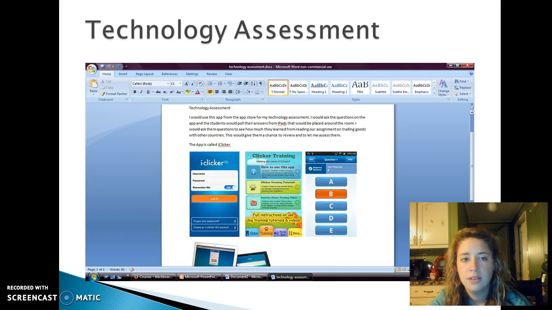The next assessment was our technology assessment, and we had to research this, and I thought this app was really cool. After seeing what Becca did in class, I found something kind of similar. It's an app that you can get from the App Store, called iClicker, and you type in the questions, and the students in the class can use their iPads or iPhones, or I think even Android phones can do this too. Yes, you can, because I found it on my phone.